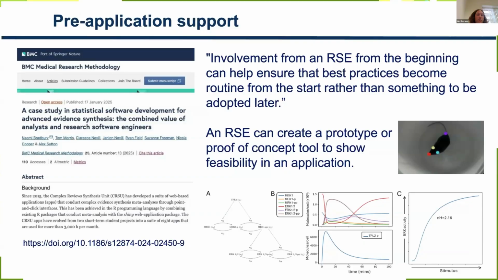So we're interested in providing the pre-application support. And there's a quote from a recently published paper, which did involve quite a bit of RSE effort, saying that involvement from a research software engineer from the beginning could help ensure that best practices become routine from the start, rather than something to be adopted later. And so as part of that, we can be looking at providing prototypes or proofs of concept, and a few examples on the right. They're looking at some modelling, just proof of concept that can go into the research grant to show that the software engineering support can provide something useful for the funder.